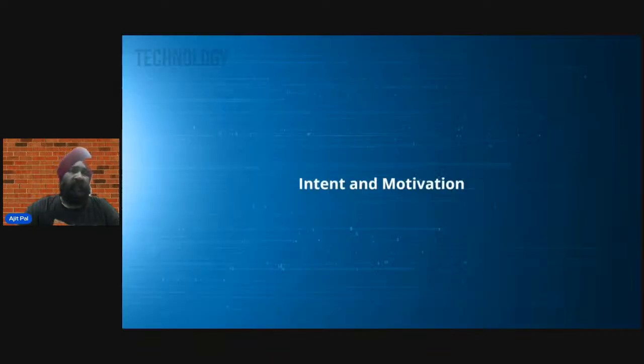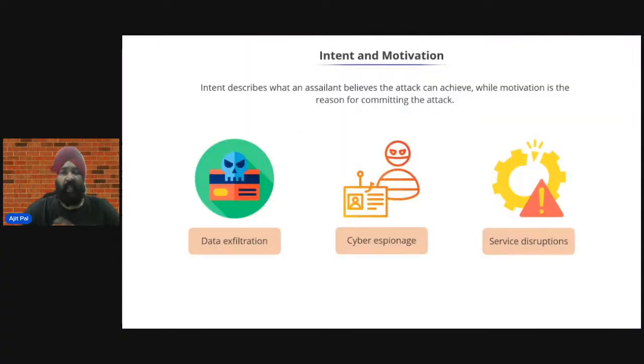Now another category is intent and motivation. Because someone who is trying to access or hack your system or bring your infrastructure down must have some intent and motivation for it. So, what is intent? Intent describes what an attack can achieve, while the motivation is the reason for committing an attack. There are different intents and motivations for threat actors.